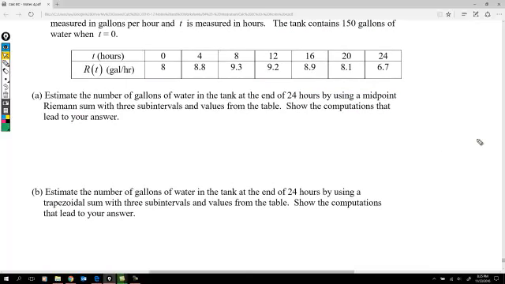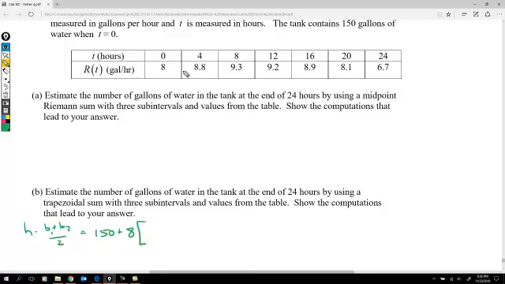Alright, next they want me to do a trapezoid sum. Pretty straightforward. I know that the area of a trapezoid is height times the average of my bases. So again, I start with my 150. Now the height of each of these is going to be 8. I know that. You know what? I can actually just bring that up to the front, so I don't have to write it every time. So I'm going to put this 8 here. That's the height of each of my trapezoids. I'm going to average my bases.